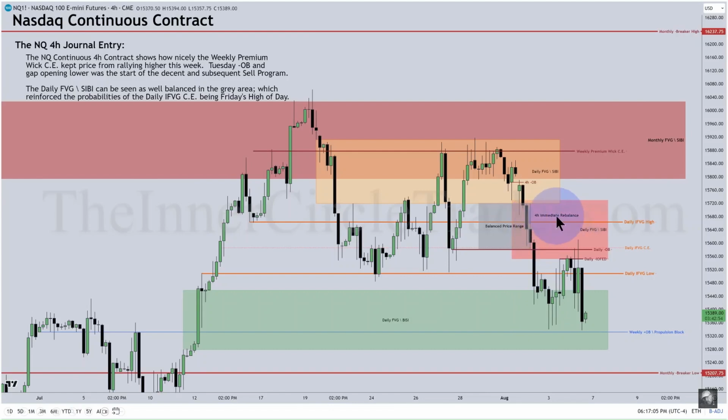So we have a 4-hour PD array in the form of an immediate rebalance, and then we have a 4-hour bearish order block. Apart from that, nothing else on the 4-hour chart is anything of importance to me.